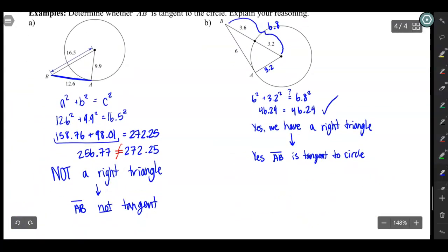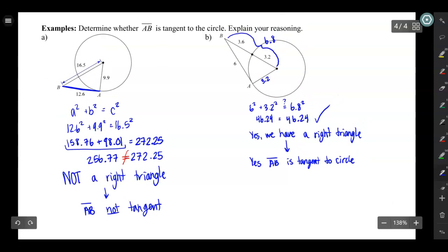So hopefully this has helped you get an idea of how we can use some of these really important theorems about chords and tangents to answer some good questions about circles.